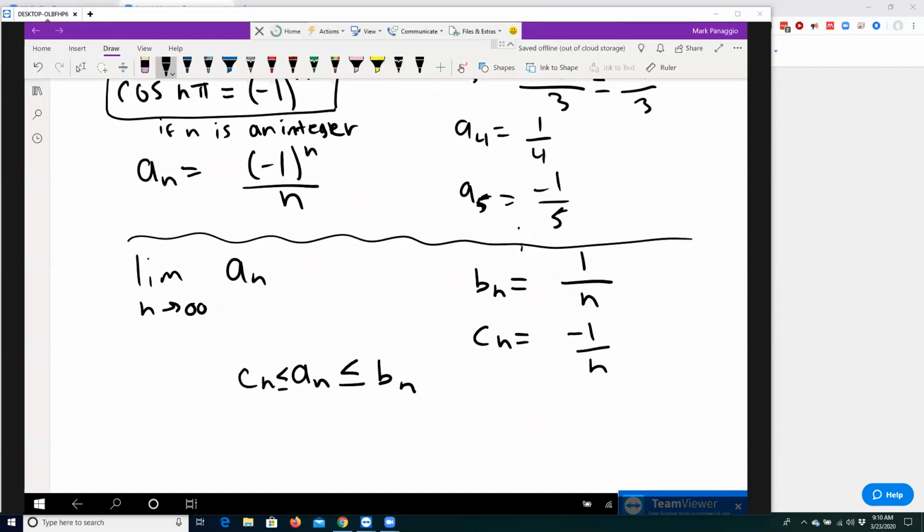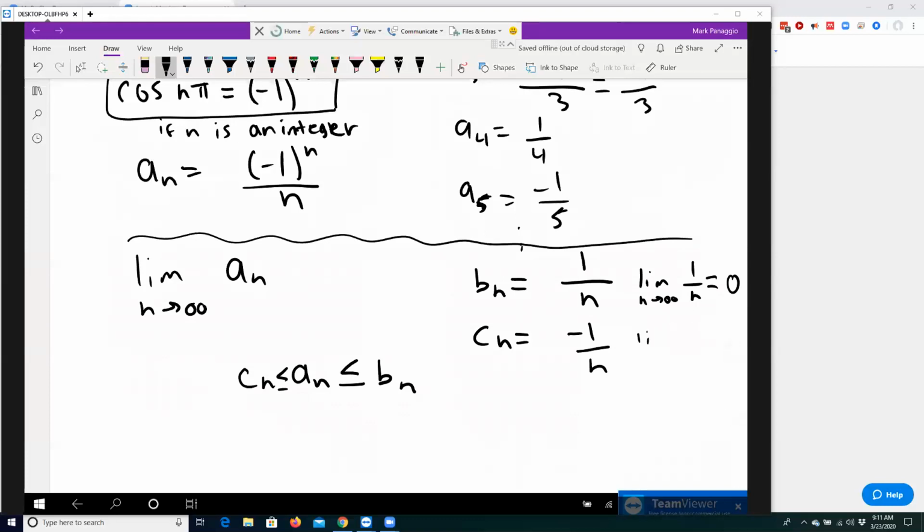All right, so with that in mind, let's take a limit of each of these. What happens as n goes to infinity with bn? Well, the denominator gets bigger and bigger and bigger. The numerator stays fixed, and so that's going to approach 0.